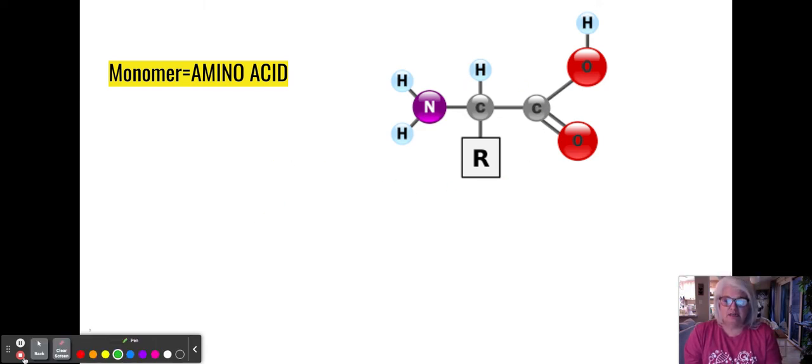But for example, let me go back here. The first thing you need to know is that there is a central carbon. So if you look at this picture, the central carbon is just what it says. It's right in the middle. That is called the alpha carbon. So everything is kind of built around that. So when you're drawing this, you can just put a C for the central carbon.